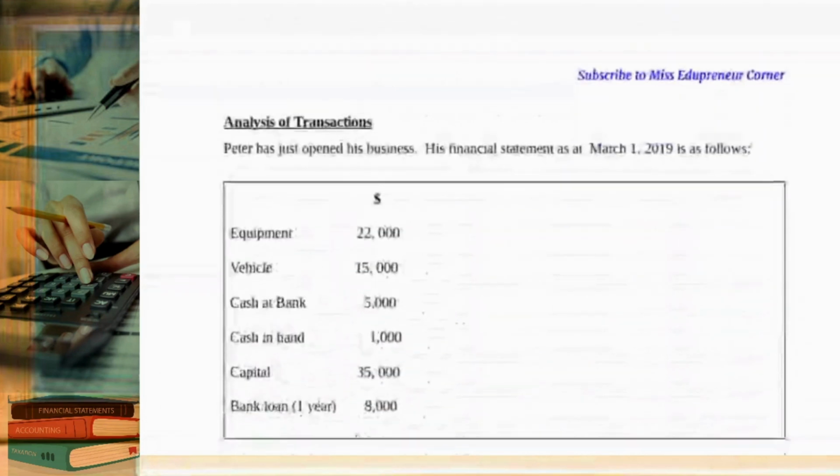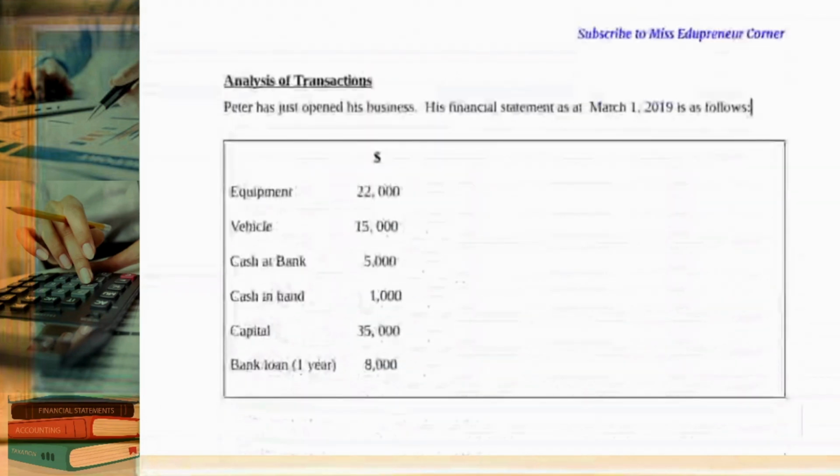So now we're going to analyze this transaction. It reads, Peter has just opened his business. His financial statement as at March 1, 2019 is as follows. Equipment $22,000, vehicle $15,000, cash at bank $5,000, cash in hand $1,000, capital $35,000, and bank loan which is repayable in 1 year $8,000.